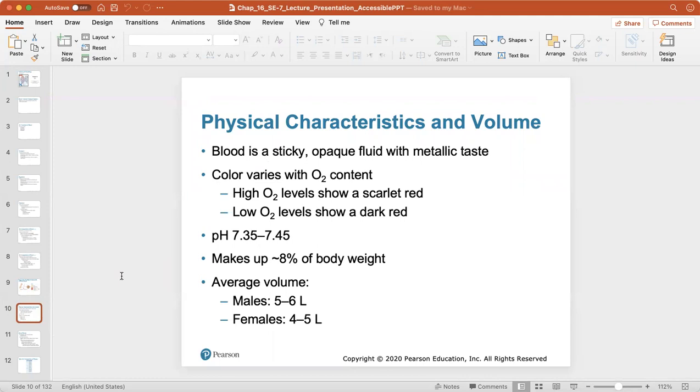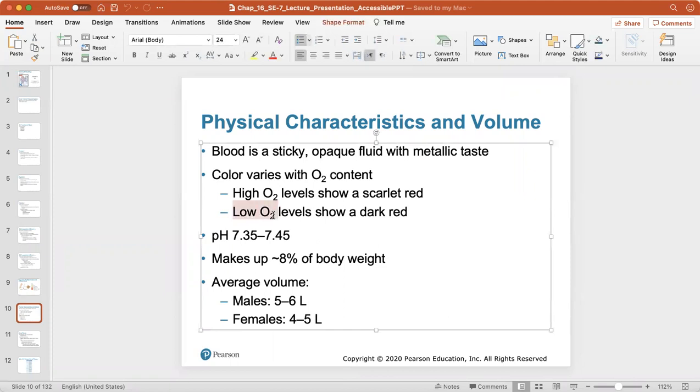Blood is very sticky, opaque, fluid. The color varies with oxygen content. So a high oxygen level shows a scarlet red color, and lower oxygen levels show a darker red color. So there's a little bit of a difference of color between high oxygen levels, which will be in the arteries directly leaving from the heart, and lower oxygen levels, which will be in the veins, bringing blood back to the heart. The pH of blood is right around 7.4, and anything above or below this pH range will kick into negative feedback mechanisms, which will try to get the blood back into normal pH range.